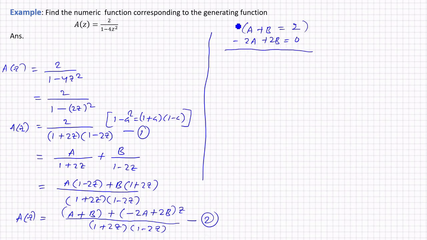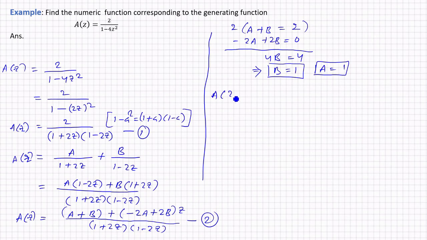So let's multiply here with 2. Now add these two equations. So this will be cancelled out, this will be 0. 2b plus 2b is equal to 4b, 2 into 2 is 4, 4 plus 0 is 4, which implies b is equal to 1. Now put the value of b is equal to 1 here. So we'll get a is equal to 1. Now we can write it down A(z) is a divided by 1 plus 2z plus b divided by 1 minus 2z. So we got the value of a and b.